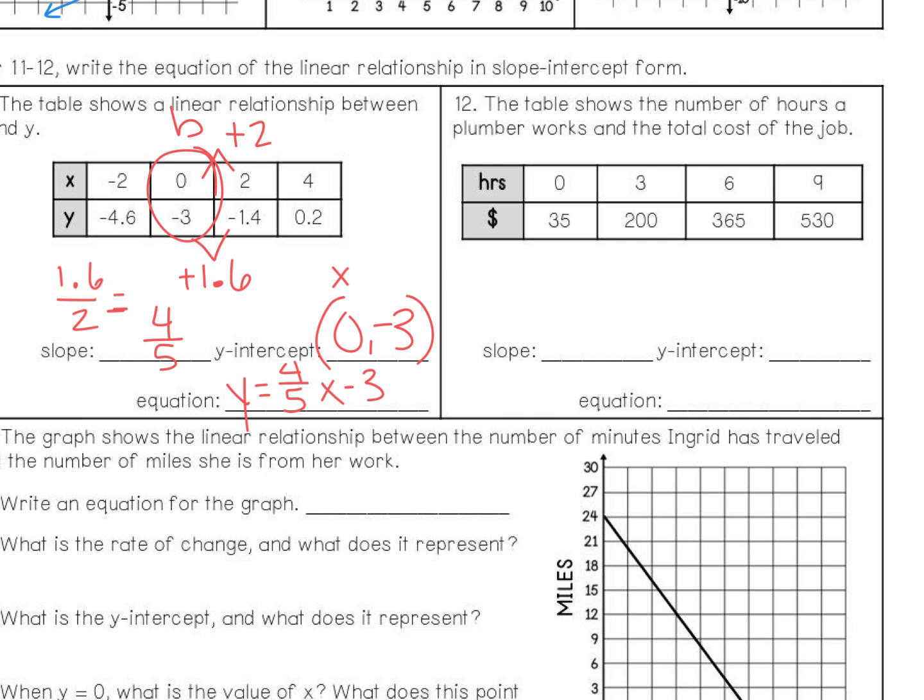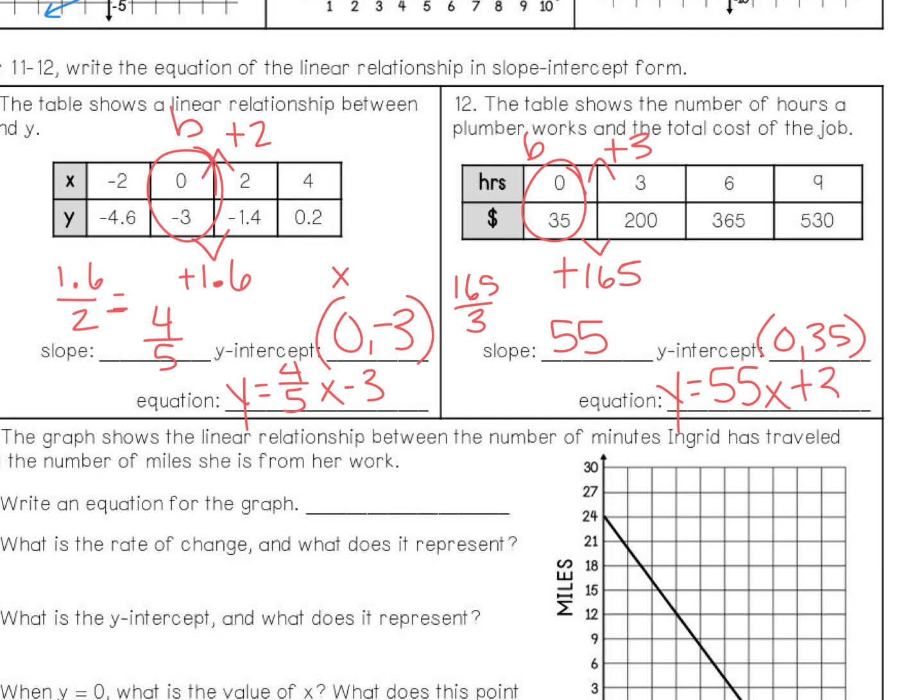What about number 12? Where do you want to start? 0.35. Okay, very nice. There's my b. Always want to look for that. And then we can see how things are changing. How do you go from 200 to 35? Plus 165, and 0 to 3 is 3. So 165 over 3 is 55. So what's my equation?